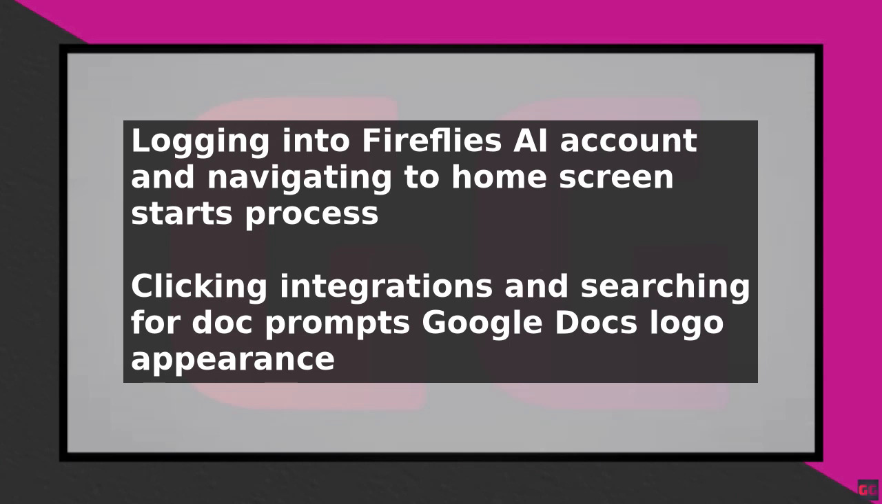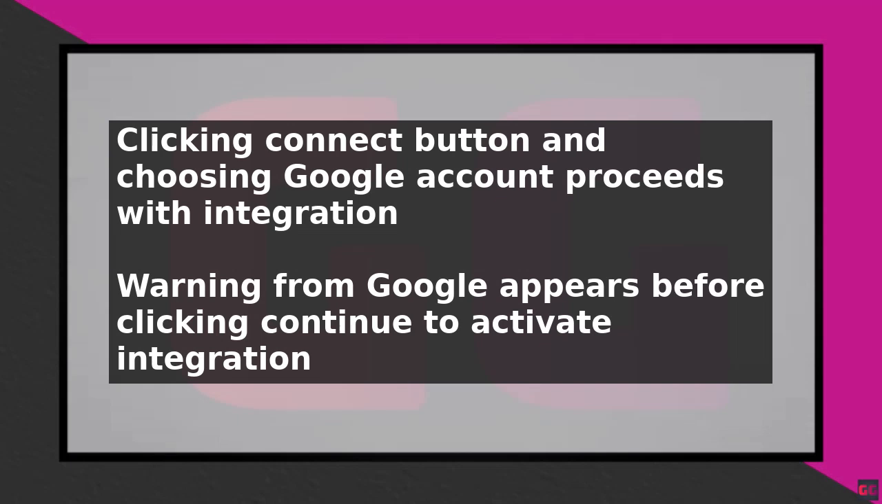To proceed, click the purple Connect button. Then choose the Google account to connect to the Fireflies AI account. A warning from Google will appear, indicating that Fireflies will have access to certain information. Click Continue to proceed. After a brief moment, the page will refresh, and the Google Docs integration will be active.